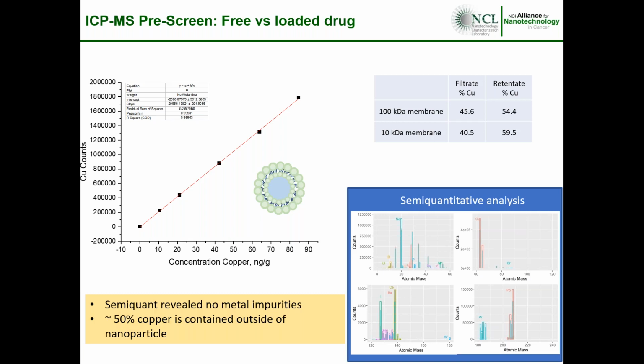We get about 40 to 45% is actually free copper, and then 50 to 55% is actually retained within the nanoparticle. And then in the bottom corner, when we did the semi-quantitative analysis, which we like to do for all nanoparticles, we see that there's no contaminants, and the only component in there is copper. And so we were able to answer this question for our client and show that the copper is most likely exhibiting an equilibrium between solution and nanoparticle, just because it's around 50% for each.